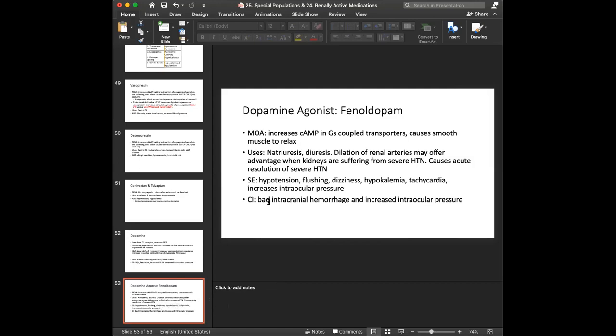Contraindications are going to be really bad intracranial hemorrhages because we don't want to increase pressure. Or if somebody already has increased intraocular pressure, we don't want to increase it even more.